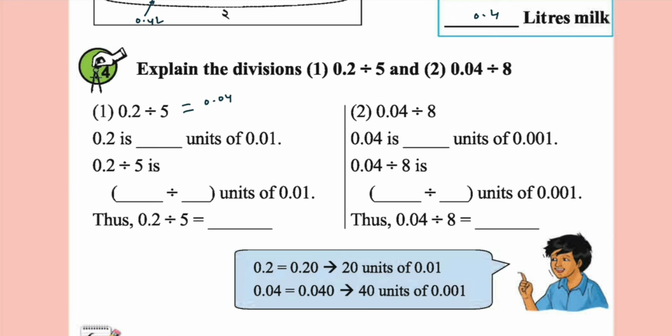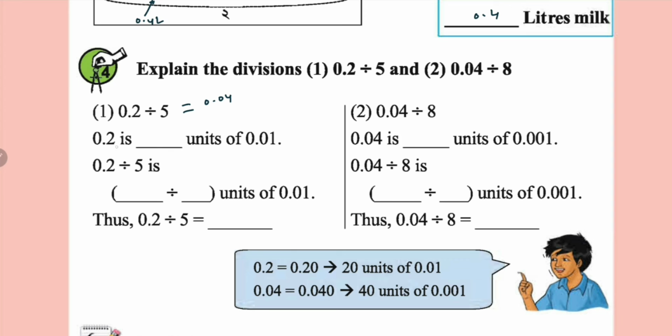How I got the answer? See, 2 is smaller than 5, right? So that's why I divided 20 by 5. 20 by 5 is 4. Okay. Already there is 1 decimal place. You must add 1 more decimal place because you took 20 rather than 2.